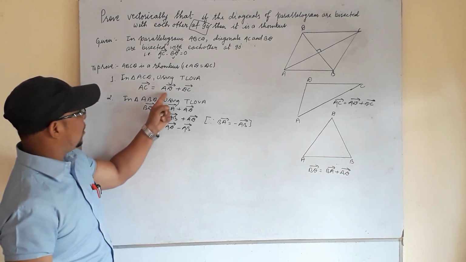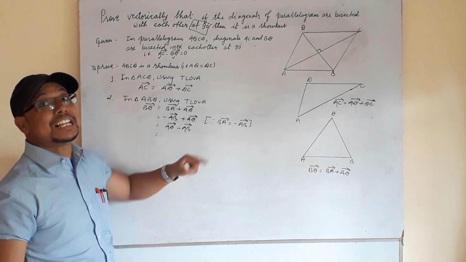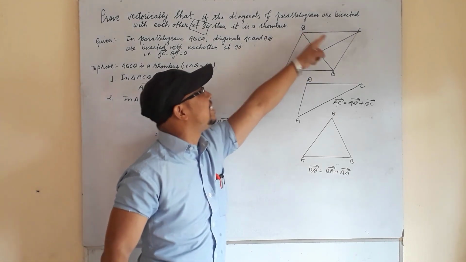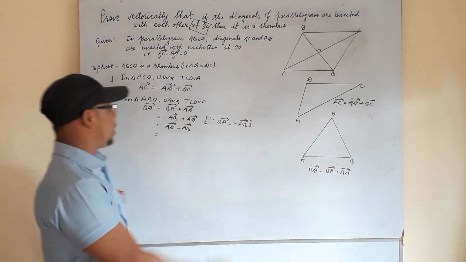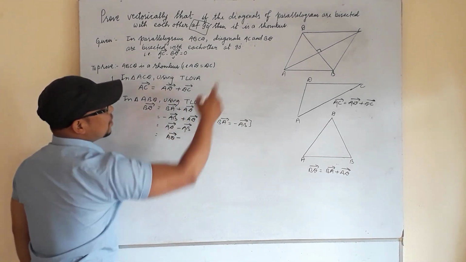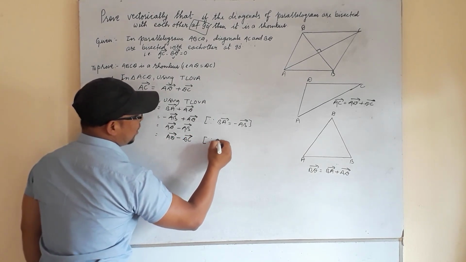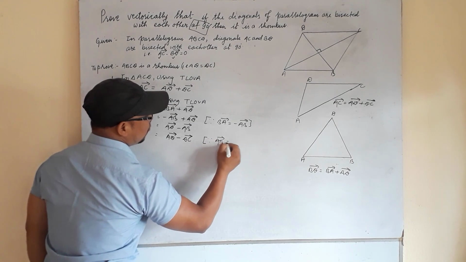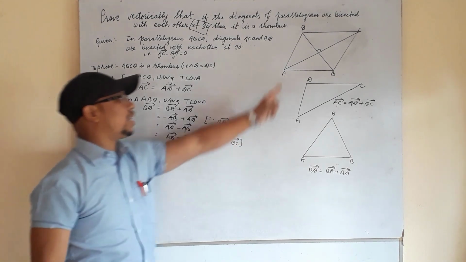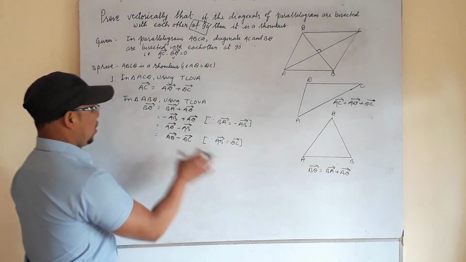There is AD vector, there is also AD vector, but we need DC, we don't need AB vector. So AB vector can be replaced by DC vector. So let me replace it. AD minus AB vector is DC vector. Here you can write AB vector equals DC vector. Yes, this is the parallelogram. Opposite sides are equal and parallel, so we can replace.